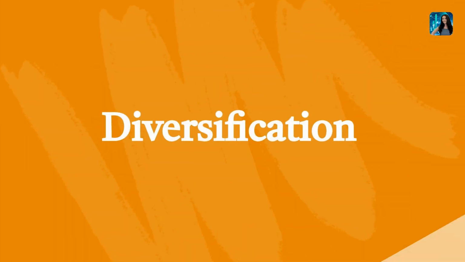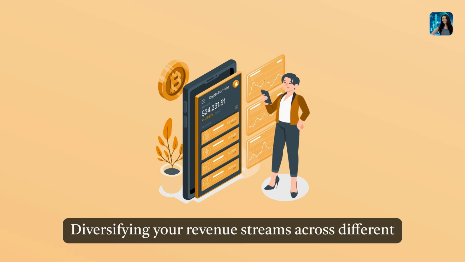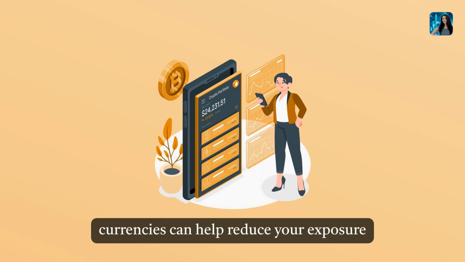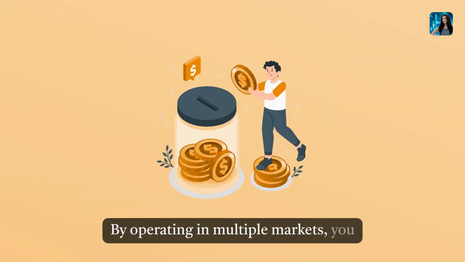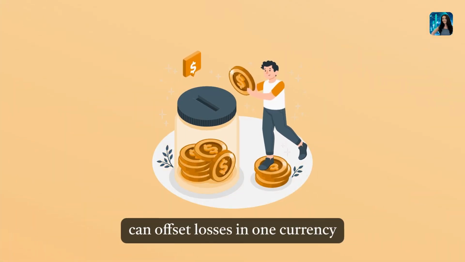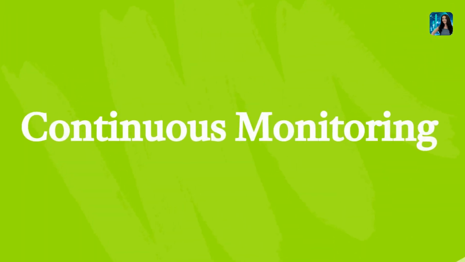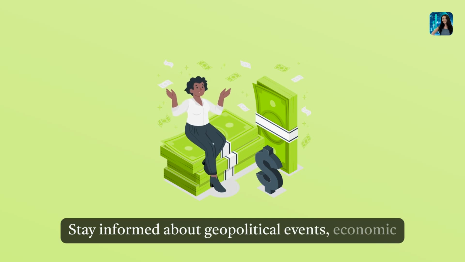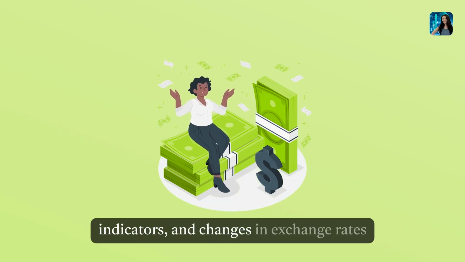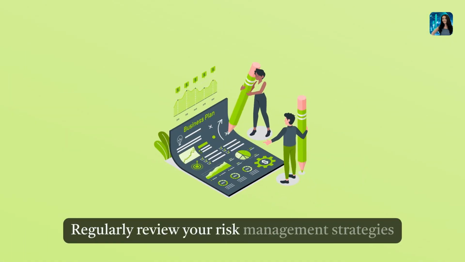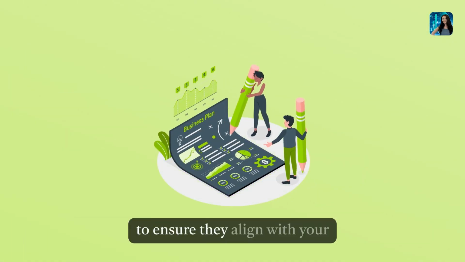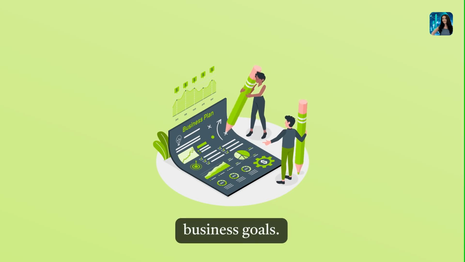Diversification. Diversifying your revenue streams across different currencies can help reduce your exposure to foreign exchange risk. By operating in multiple markets, you can offset losses in one currency against gains in another. Continuous monitoring. Stay informed about geopolitical events, economic indicators, and changes in exchange rates that could impact your business. Regularly review your risk management strategies to ensure they align with your business goals.